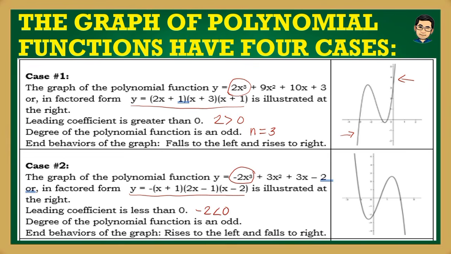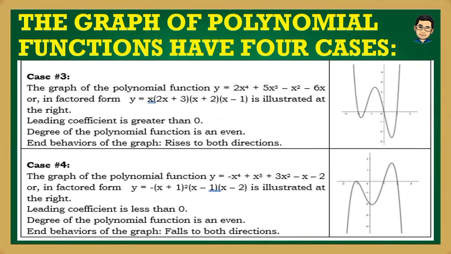And then, the degree of the polynomial function is an odd. So, ayan, 3. N is 3 pa rin. So, kapag ganyan po yung ating leading coefficient and then yung degree, yung kanyang end behaviors rises to the left. Okay? So, ayan. Nag-umpisa siya sa pinakamataas and then nag-end siya sa right. So, yung clue lang natin dyan, basta positive yung leading coefficient, pataas yung kanyang right hand. And then, pag naman negative yung kanyang leading coefficient, pababa po yung right hand.